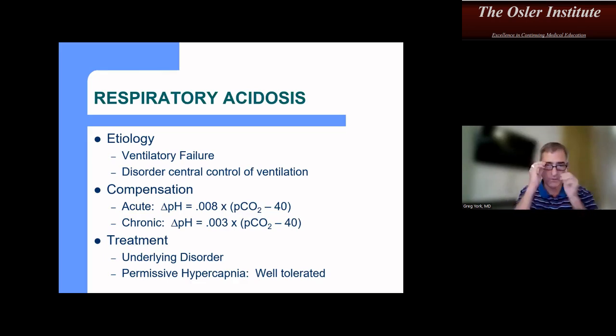There are some compensation formulas if you want to look up and see if it's a respiratory acidosis with pure compensation. You can look up and see if the pH has adjusted itself. The treatment is just to treat the underlying disorder that's causing the patient to retain CO2, whatever that may be.